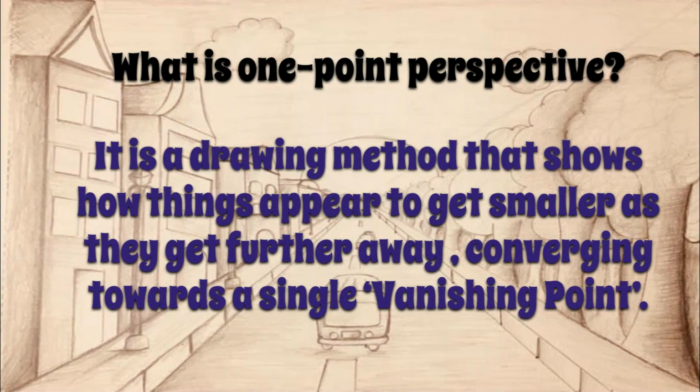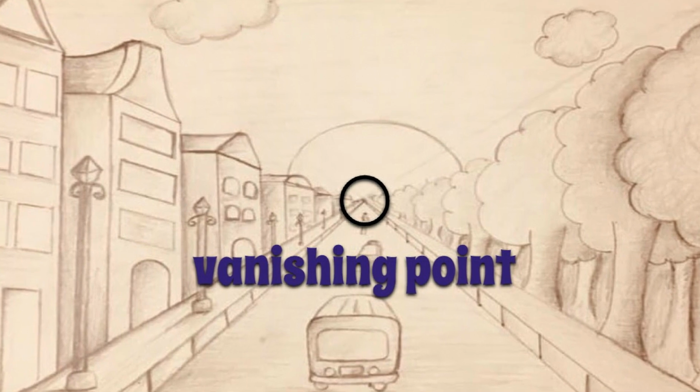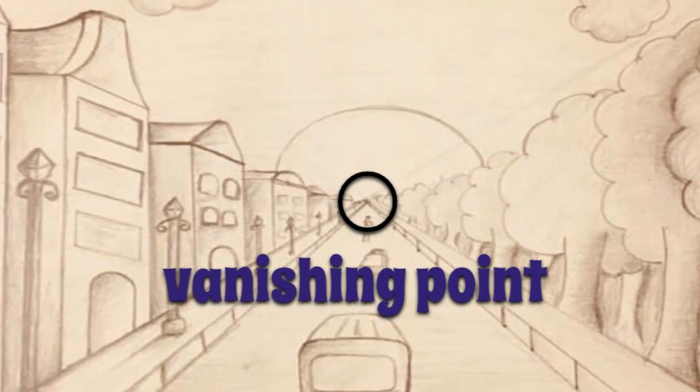And what is one-point perspective? It is a drawing method that shows how things appear to get smaller as they get further away, converging towards a single vanishing point. Now, what is a vanishing point? A vanishing point is the point in the distance on the horizon where parallel lines meet and disappear. In one-point perspective drawing, there is only one vanishing point.